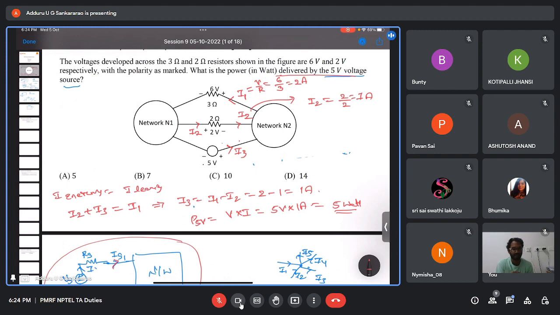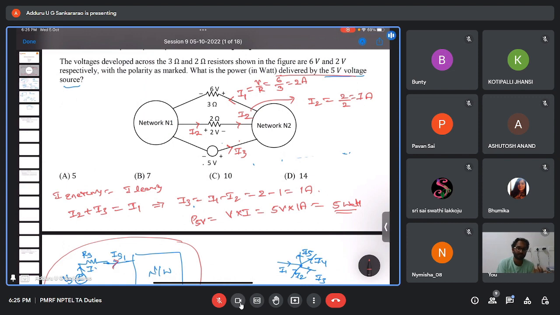Similar to how we apply KCL for a node, we can apply it for a network also. Current entering a network equals current leaving. Here we should know the polarities, from where to where the current is going, since they have already given it in the question. Sometimes they may give the question that way.